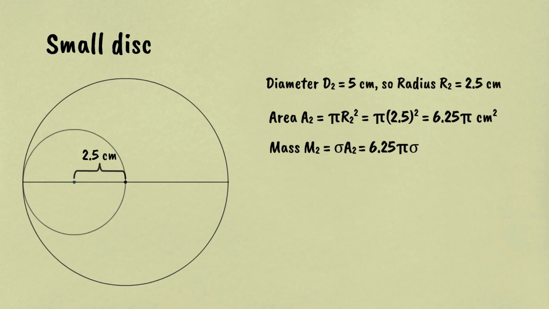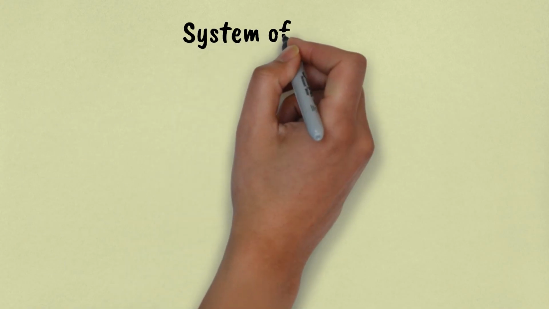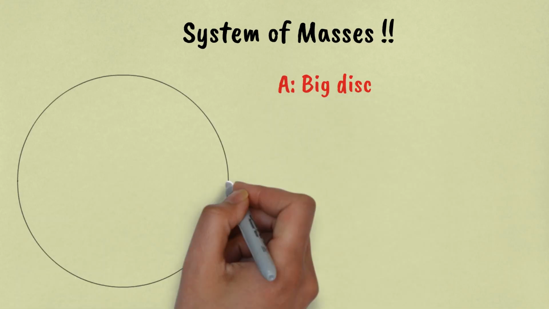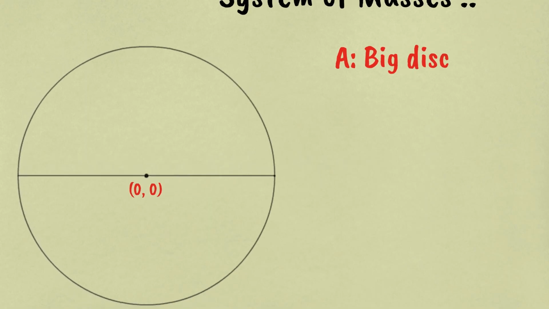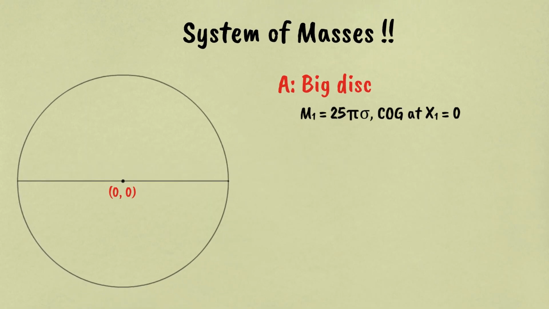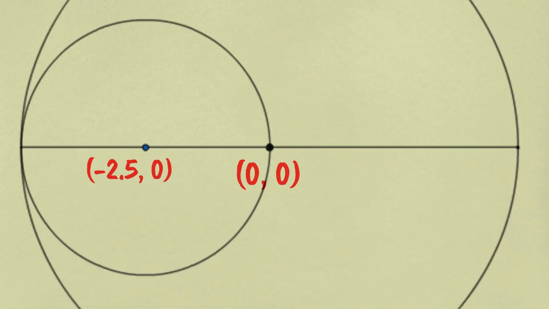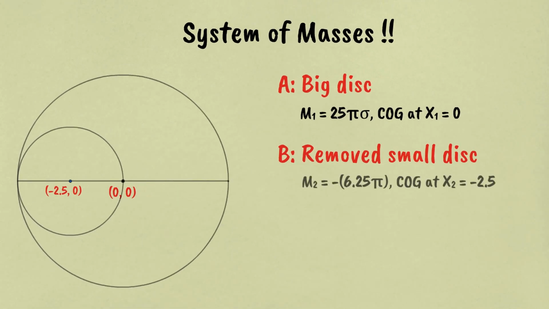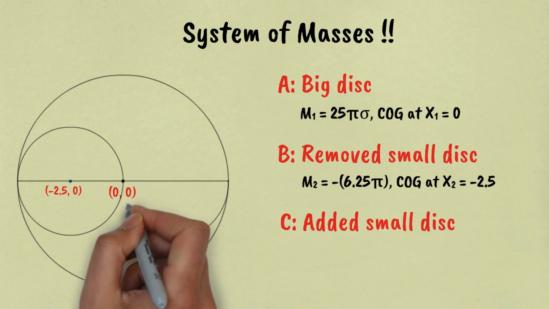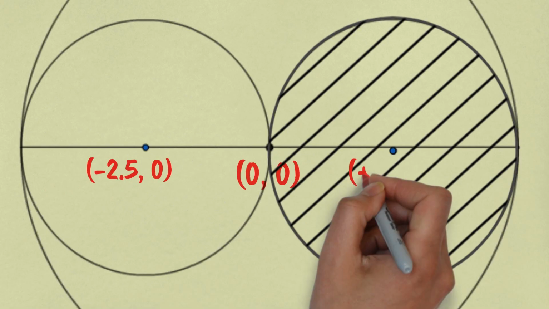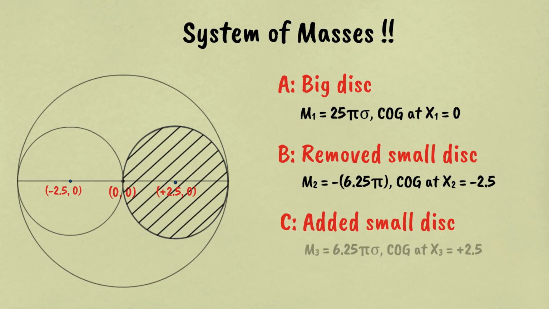Now let's think in terms of a mass system. We can think of the final figure as consisting of the following. A. The original big disk, having mass 25 pi sigma and center of gravity at the origin. B. The removed small disk, having negative mass at that position, and its center of mass was at negative 2.5 centimeters on the x-axis. C. The added small disk, having positive mass and its center of mass at plus 2.5 centimeters on the x-axis. So this is our system of masses.